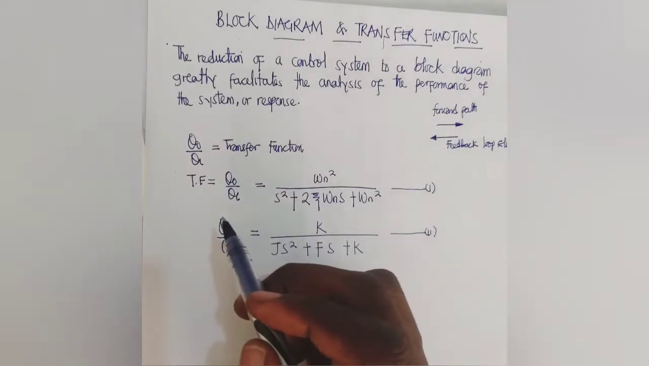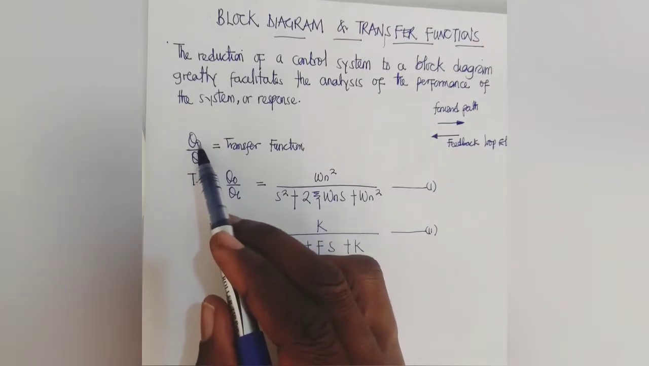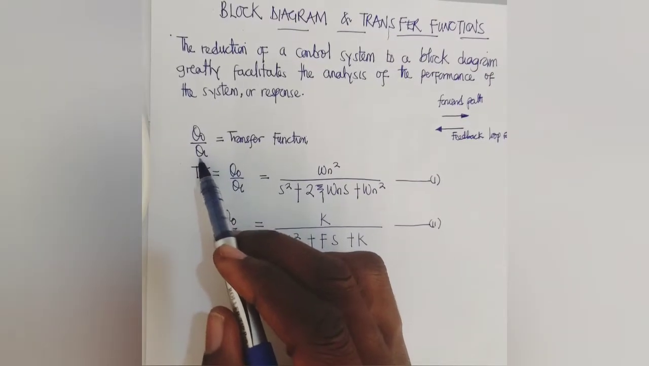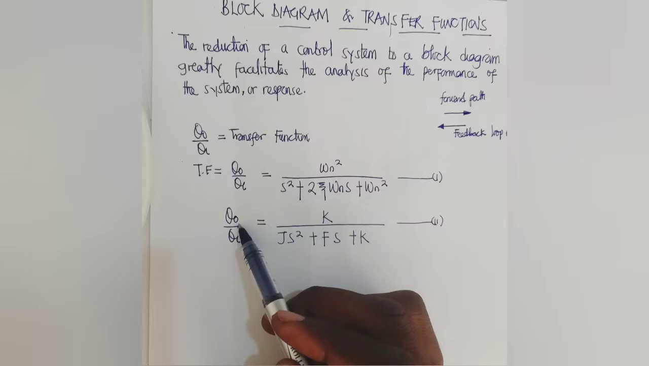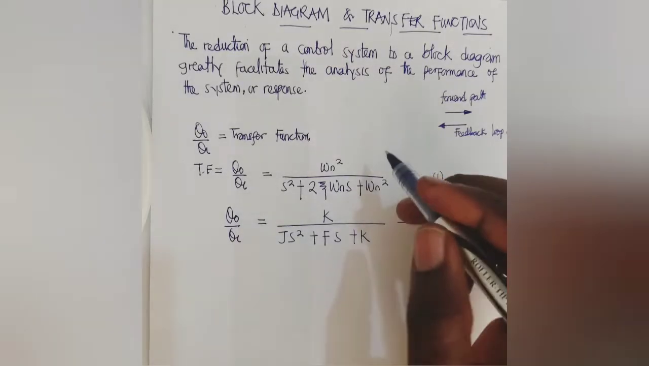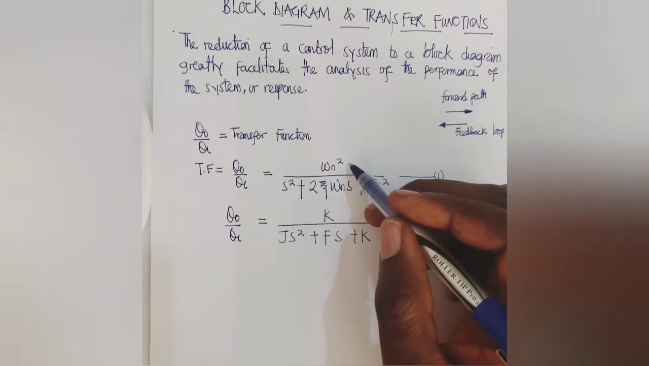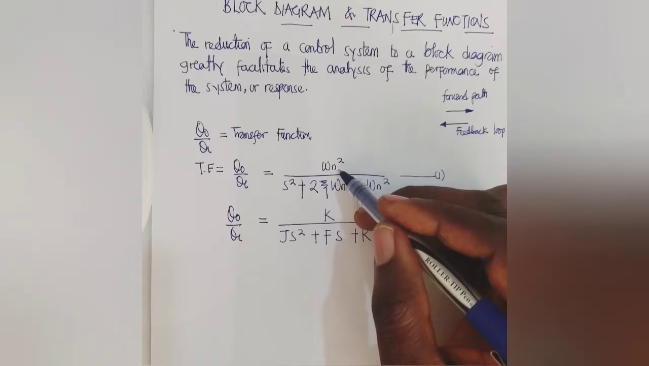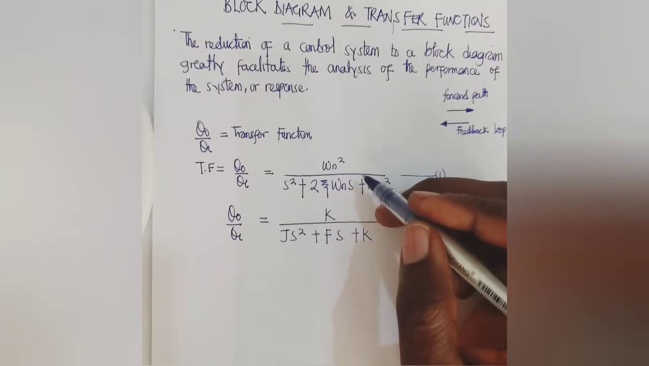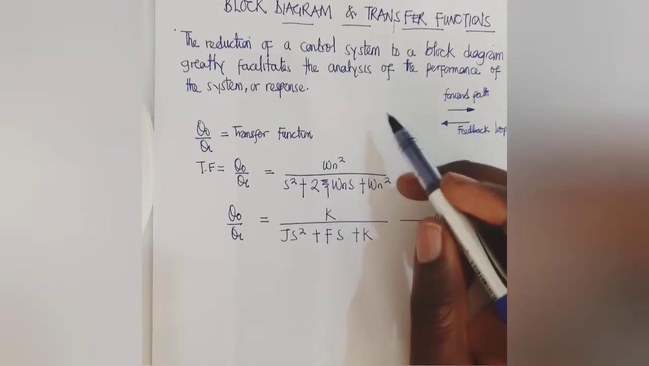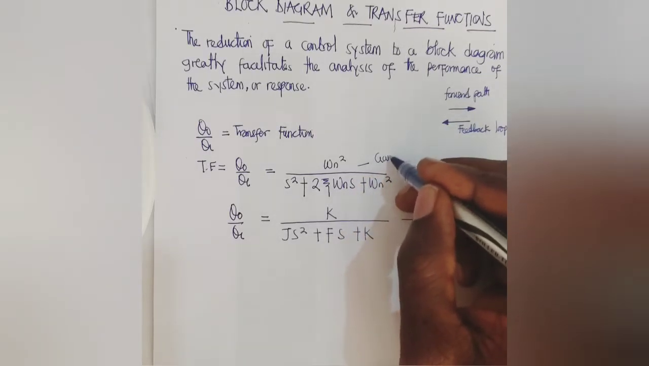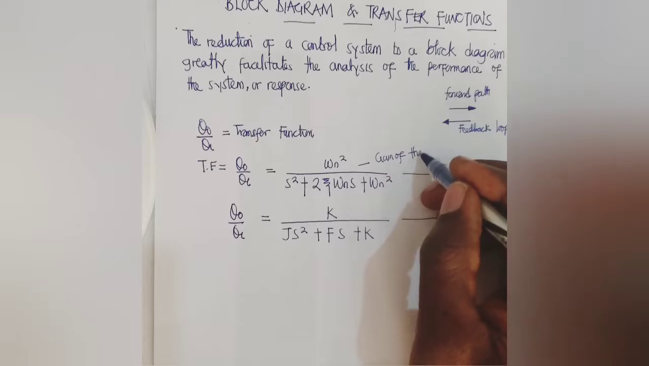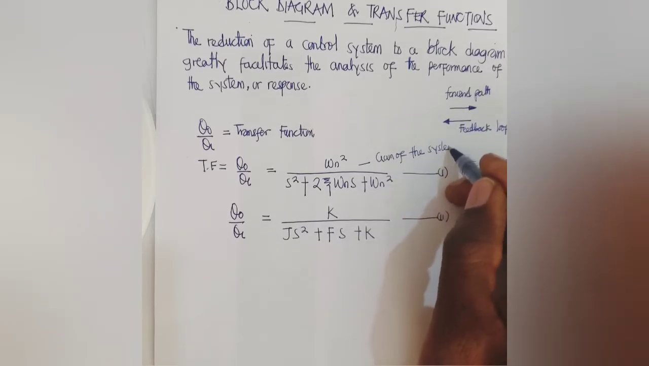So we can express our transfer function, which is the ratio of our output signal over input signal, in this form, or at the same time we can represent it in this form. The numerator, which is your ωn², where ωn is the angular velocity, expressed in radians per second for any given system. The numerator is where we have the gain of the system, the gain of the control system.